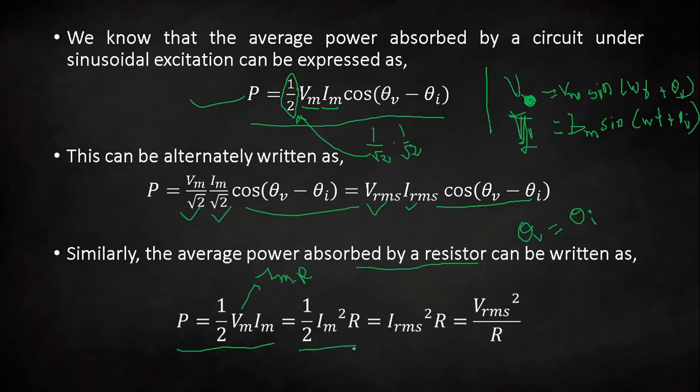Okay, now here you can see that it is Im square. It can be written as Im multiplied by Im, and this 2 can be written as 1 upon root 2 multiplied by 1 upon root 2. In that case it will be Irms multiplied by Irms. So the final power also can be represented as Irms square into R. Same way you can put the value of I is equal to V by R into this equation, and you will get the power in terms of RMS value of current and RMS value of voltage.